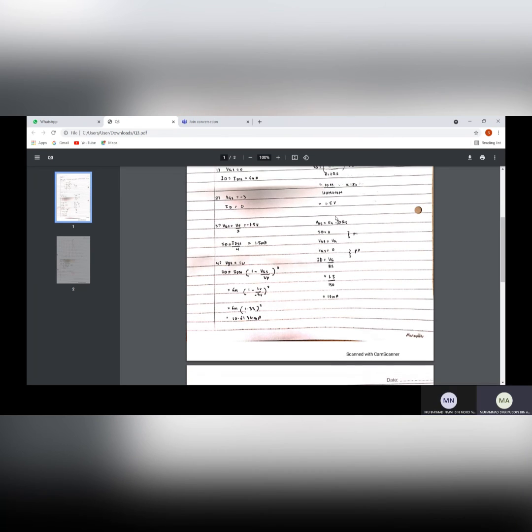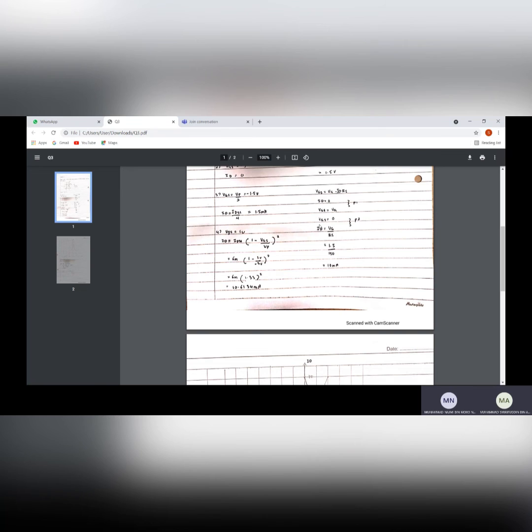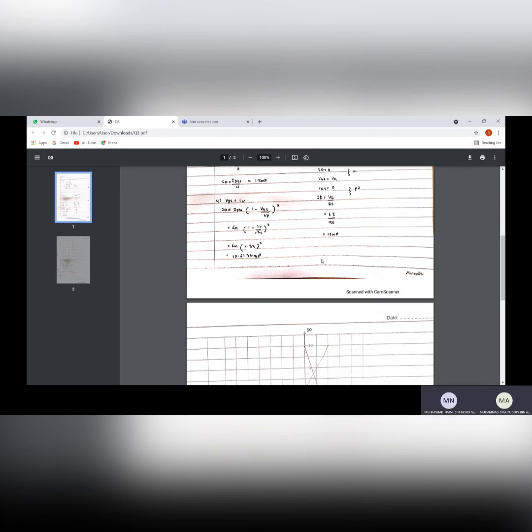Then for the plot at the right side, I use VGS equal to VG minus IDRS. When ID is equal to 0, VGS is equal to VG. So VGS is equal to 0 and ID is equal to VG divided by RS, which means 1.5 divided by 150 and I got 10 milliampere.